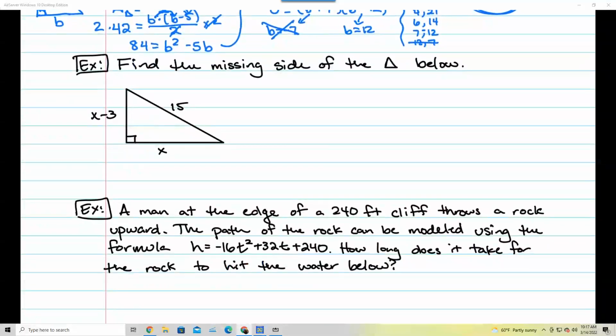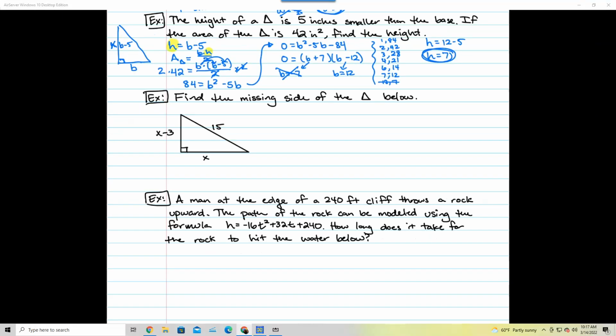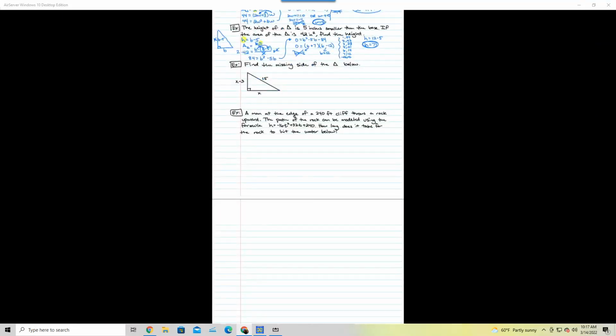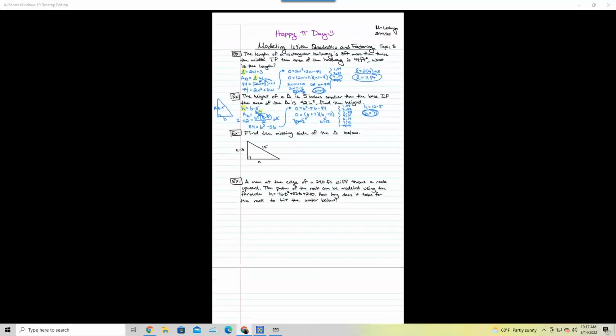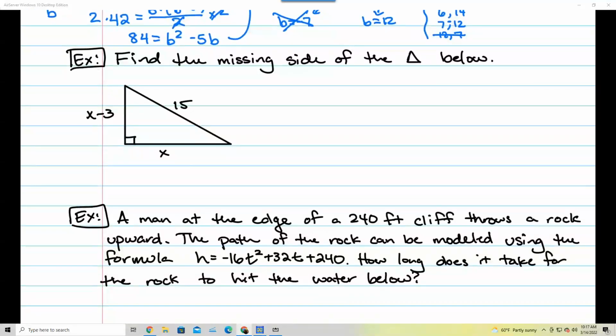All right, we got 2 more questions, and then that'll finish up these notes. I'm not sure if I said it, but there is no backside to these notes, so you can go ahead and plan for that. All right, find the missing side of the triangle below.